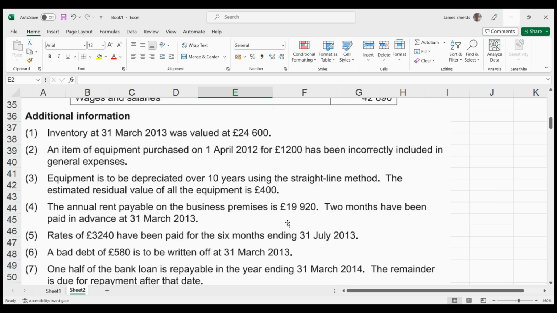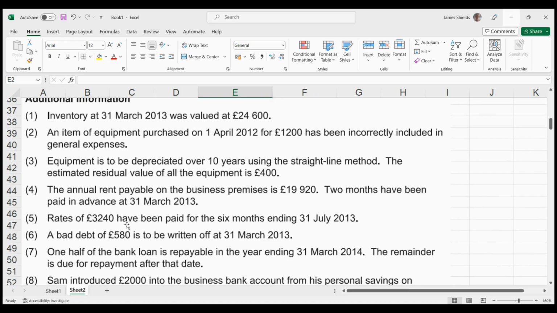Point 4, the annual rent payable on the business premises is £19,920, and 2 months have been paid in advance at the 31st of March 2013. Remember, the 31st of March 2013 is the end of our year. Rates of £3,240 have been paid for the 6 months ending the 31st of July 2013.